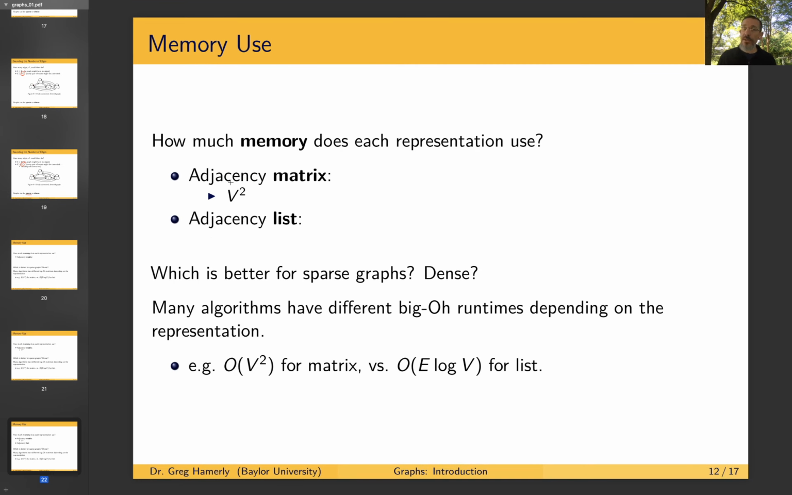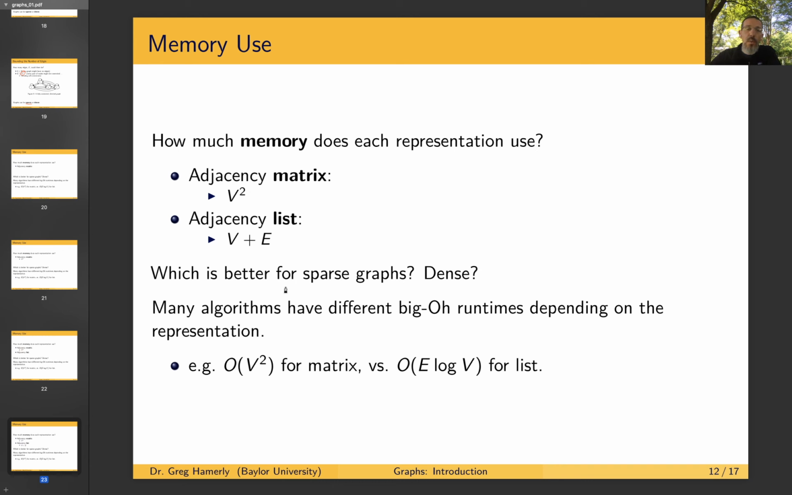An adjacency list uses enough memory to represent all the vertices plus all the edges, right? There's a list for every vertex, and all of the lists together contain all of the edges. So an adjacency list uses V plus E memory. Now these are big O terms, right? It's V squared times the size of whatever the element of the matrix is, and it's V plus E times the size of what each of those edges cost.